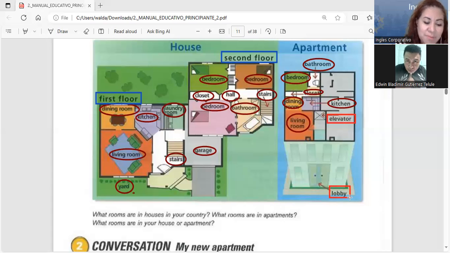Do you have an elevator? Do you have one? An elevator. Oh, yeah. You have an elevator? I know it's ten. An elevator. Do you have an elevator? Elevator.